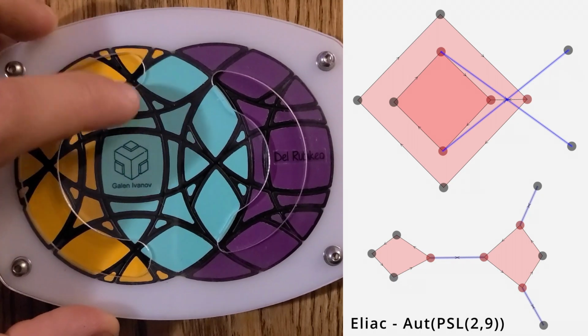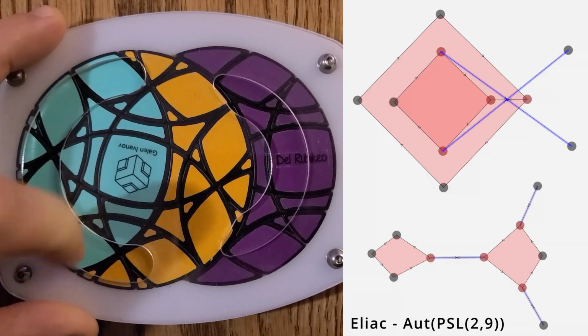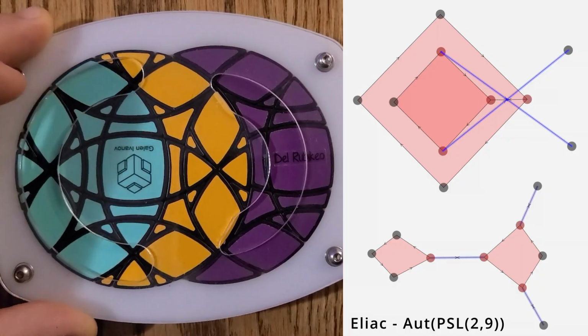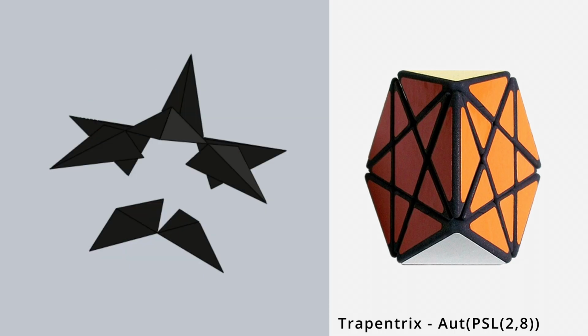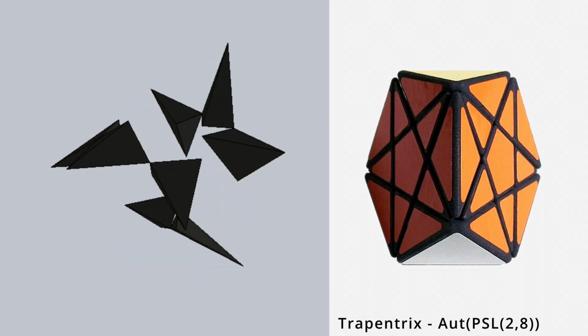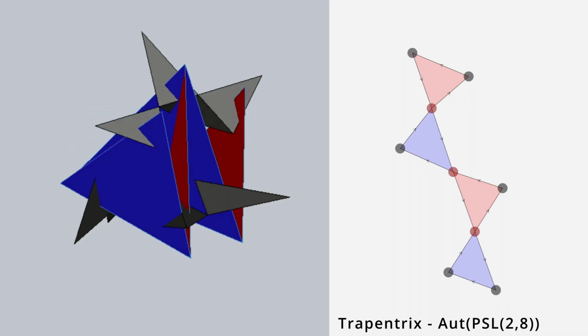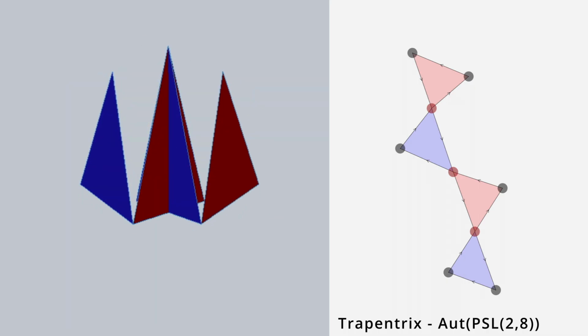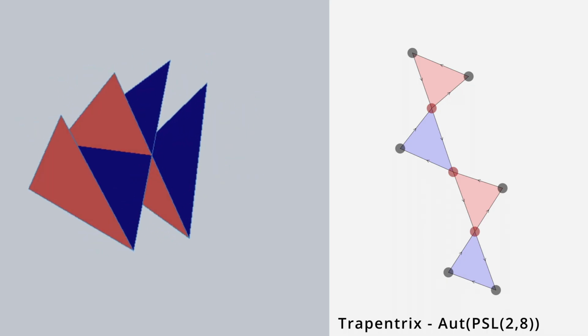The 10 squares on the Eliac puzzle express the automorphism group of PSL 2 9 with this generator graph. Timur Evbatirov's Trapentrix expresses the automorphism group of PSL 2 8 on both of its triangle piece orbits. This loosely connected graph of triangles can be folded onto just two axes, which works perfectly on a deep-cut geometry.